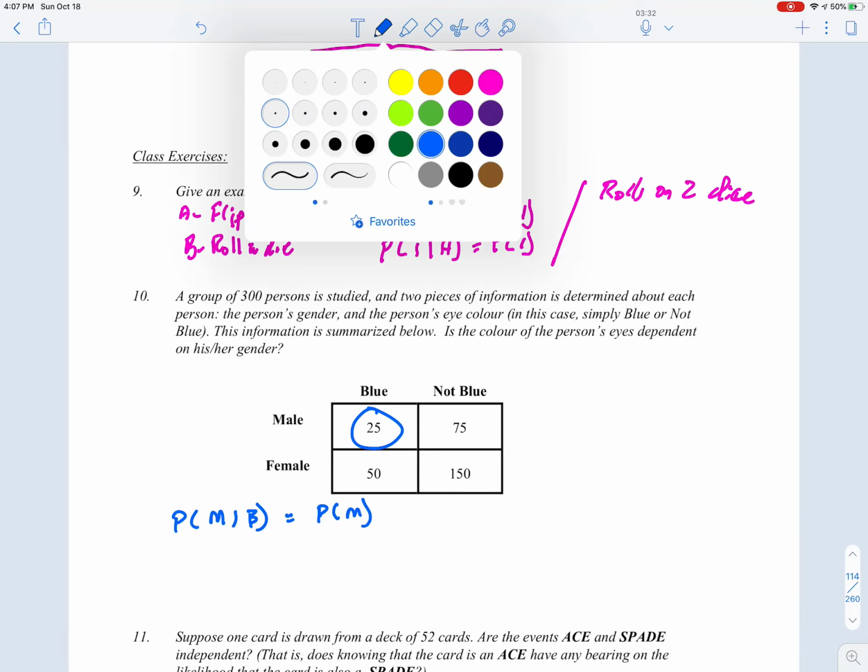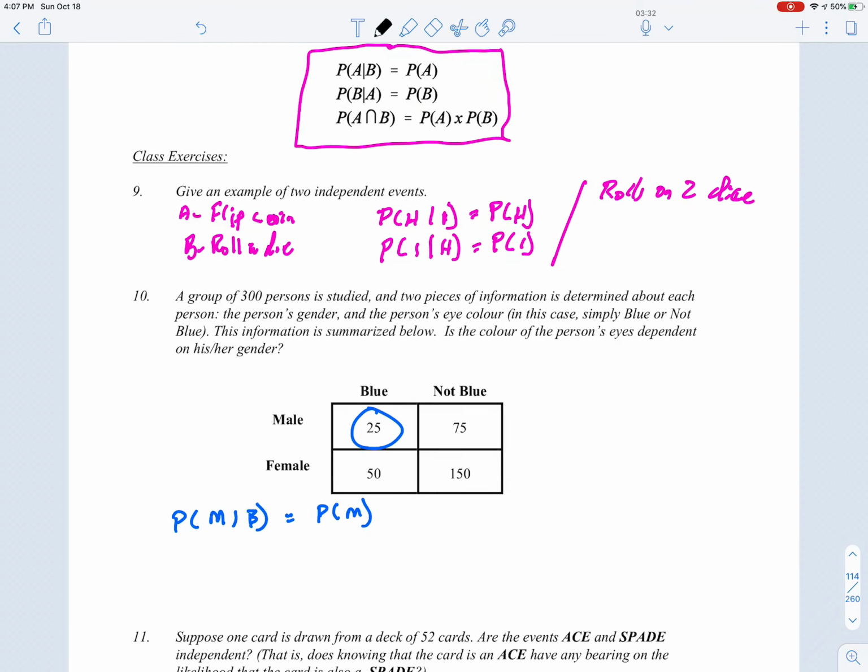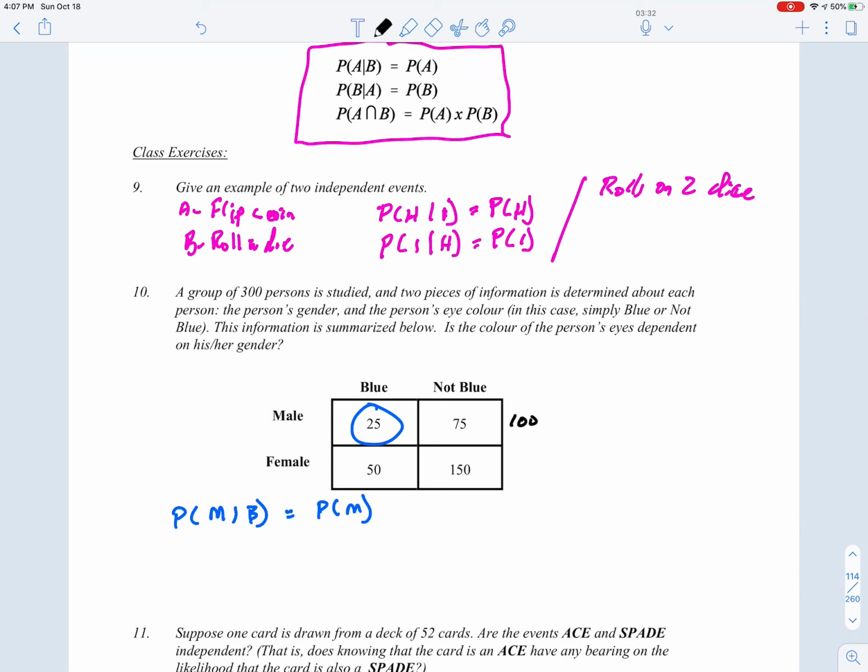Okay, let's add up some numbers here. Actually, I didn't leave a lot of room, did I? But let's add these up here and say that we've got 100 males, we've got 200 females, and so that's 300 in total. Then we've got 75 blue eyes and 225 not blue. They add up to 300.